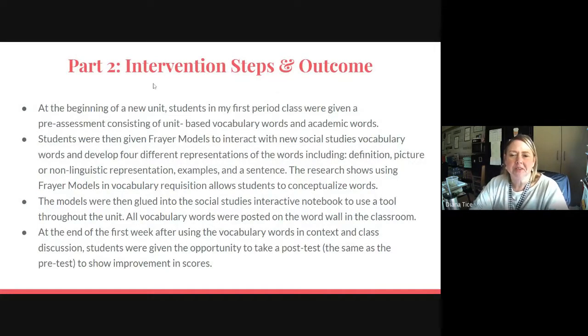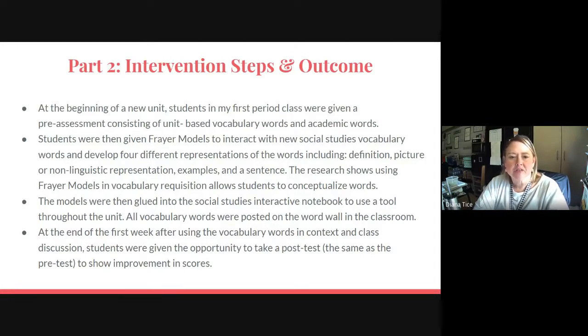So part 2, intervention steps and outcome. So I began with a new unit, and I performed this intervention with just my first period class to start. So in my first period class, they were given a pre-assessment consisting of unit-based vocabulary words, as well as the academic words that we were going to cover, or academic verbs, as I like to call them, the to-do words for the unit.